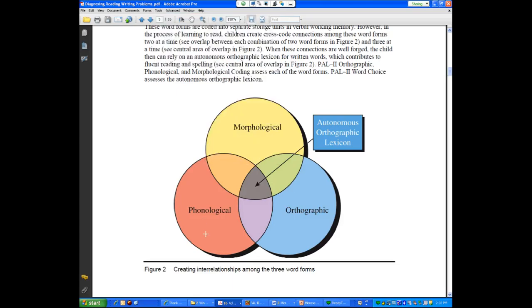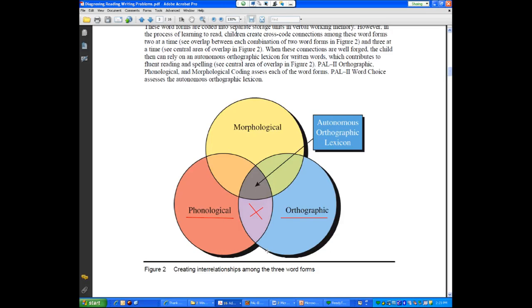So here, for example, if you're thinking about reading, you want to be able to link the orthographic, the visual symbols, to the phonological. You want to be able to identify a letter and associate that with a certain sound. To the extent that we have created these cross-code connections, the connections between the orthographic and the phonological, we are able to name words quickly and fluently.